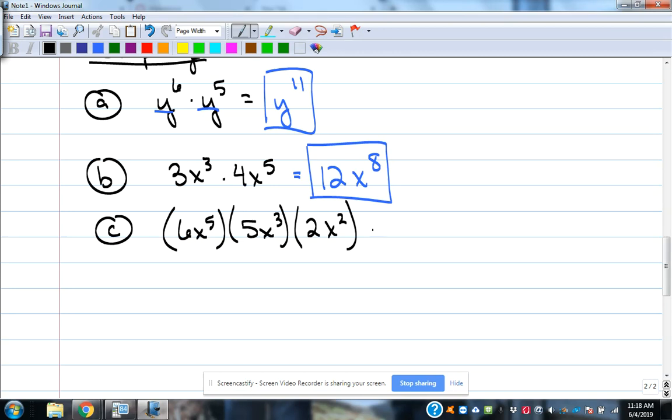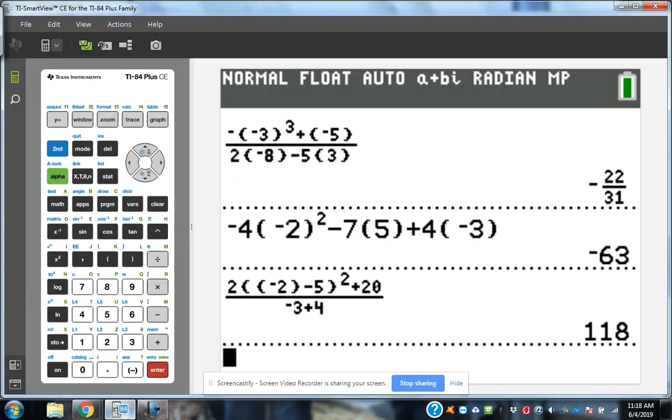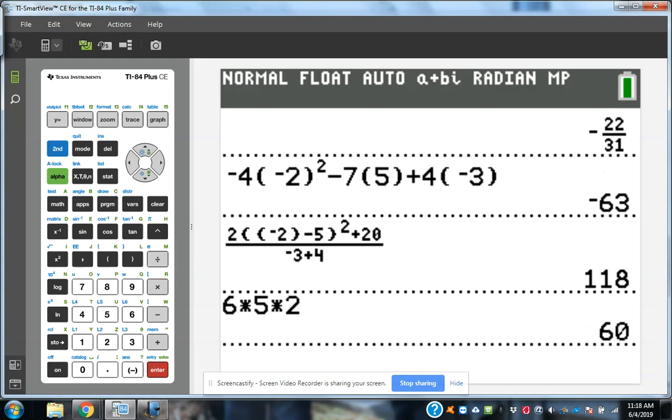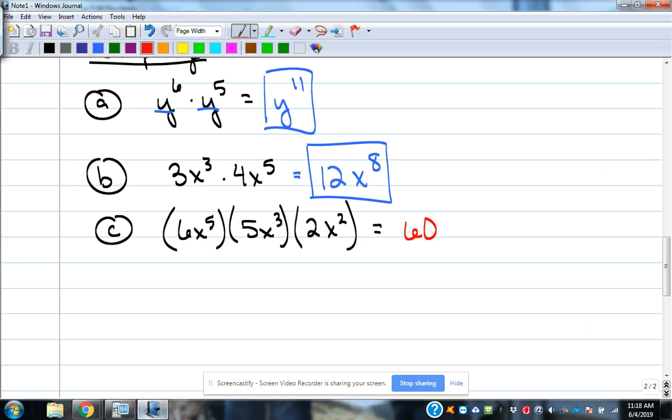So 6 times 5 times 2. Well, I know 5 times 2 is 10. 10 times 6 would be 60. So I know my number in the front is going to be a 60. If you're unsure yourself, just do the math. 6 times 5 times 2. 60. Okay. And then they're multiplying, so we're going to add all the exponents together. 5 plus 3 plus 2. 8 plus 2 is 10, so x to the 10th.